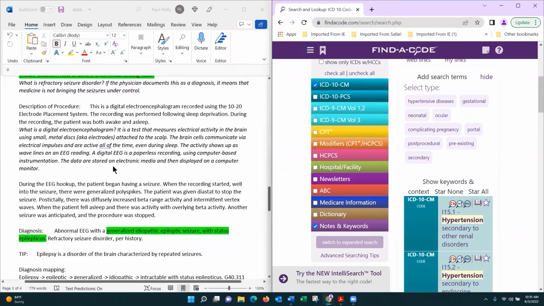This patient had a digital electroencephalogram recorded using the 10 to 20 electrode placement system. The recording was performed following sleep deprivation. During the recording, the patient was both awake and asleep. And those are things I would be making note of, mental or on my piece of paper. And then I've even given the definition of a digital EEG.